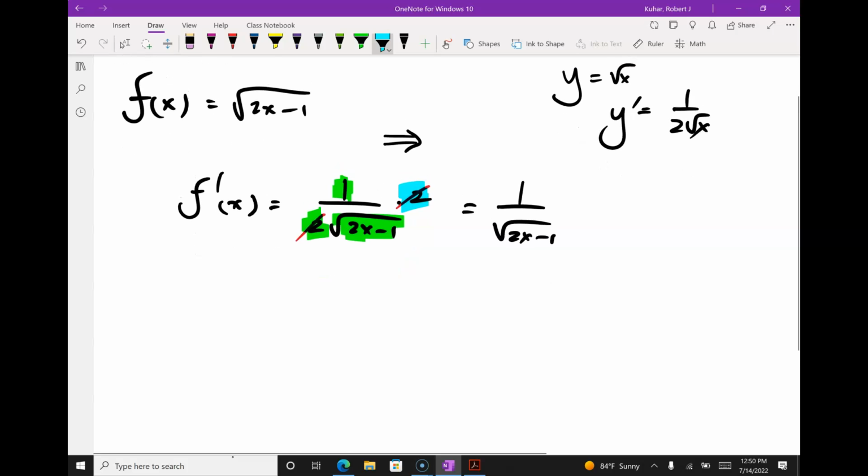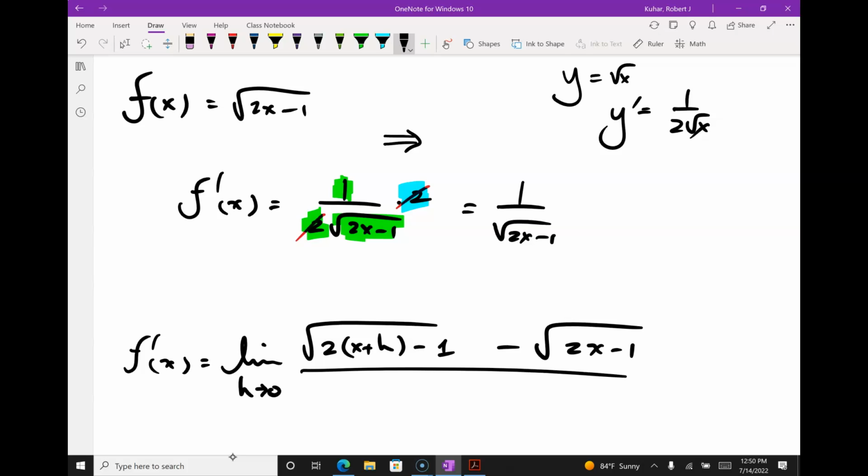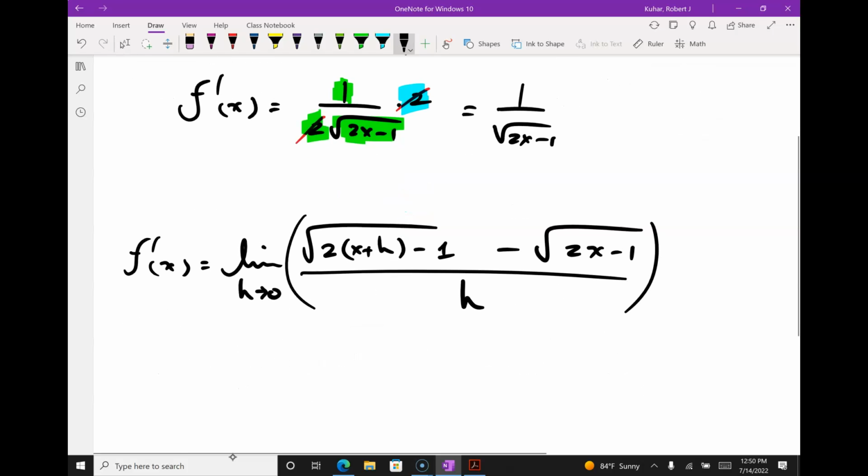All right, here we go. Long way, long cut. f prime of x equals the limit as h goes to 0 of what? Beautiful. 2 times quantity x plus h, all minus 1, minus the original function, square root of 2x minus 1, all over h. And this is the piece that I wrote on all your quizzes.